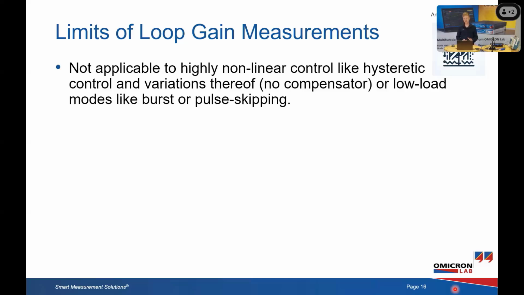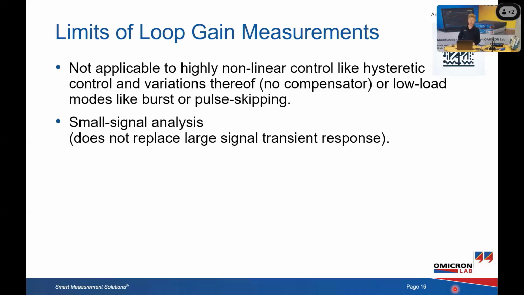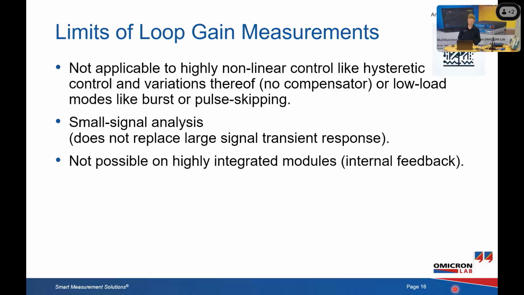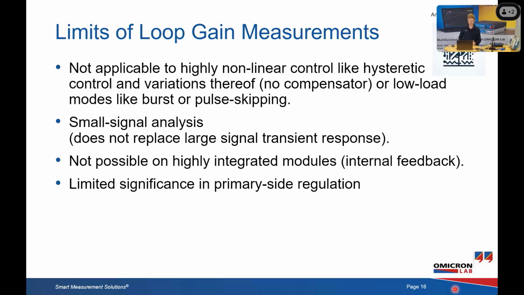Also, when your circuit runs into low load modes for power saving, like burst or pulse skipping, then it can be that the system changes from a traditional linear control into a nonlinear control. And it is a small signal analysis, so it does not replace a large signal analysis like a transient response from 10% to 90% or from 0 to 100 or whatever. That's a completely different thing. Also, sometimes you cannot do it because you have internal feedback. If everything is on a chip or if you have highly integrated modules, you might not be able to access the feedback loop and to open it for the measurement.